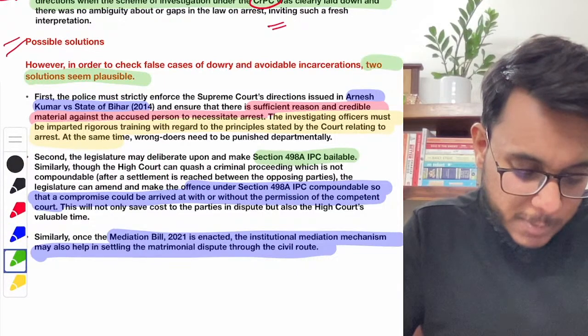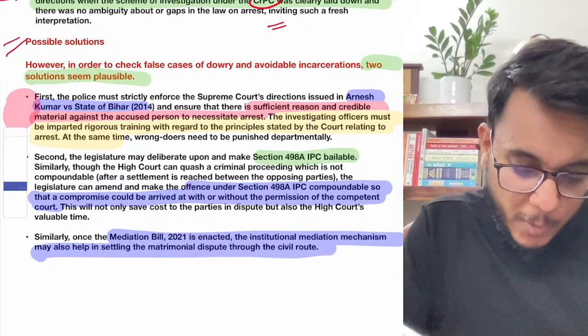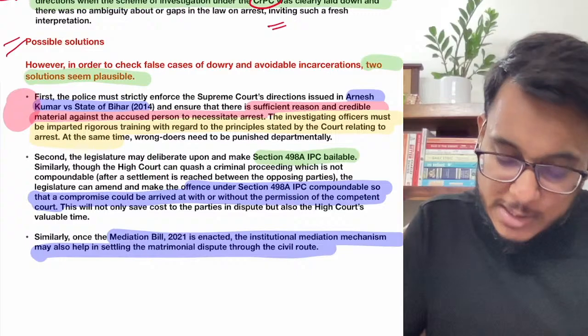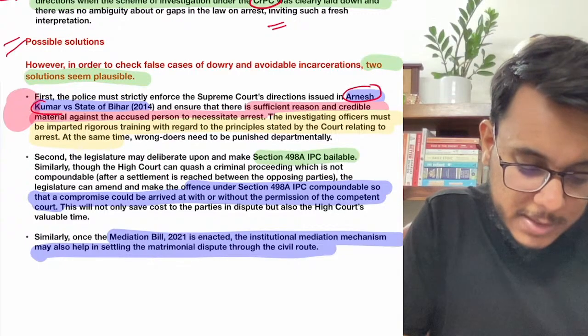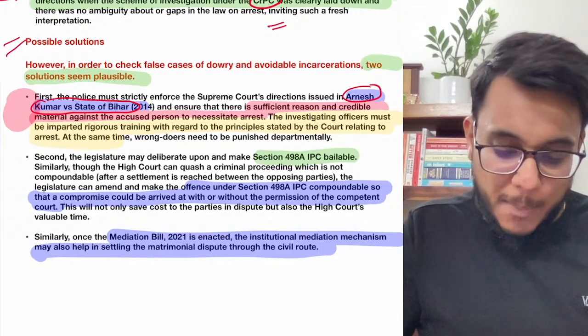Now guys, moving on, what could be the possible solutions in this regard? The solutions could be this: it has been provided that we need to use the Supreme Court's directions given in the Arnesh Kumar versus State of Bihar case. Now, in the Arnesh Kumar versus State of Bihar case, what happened?